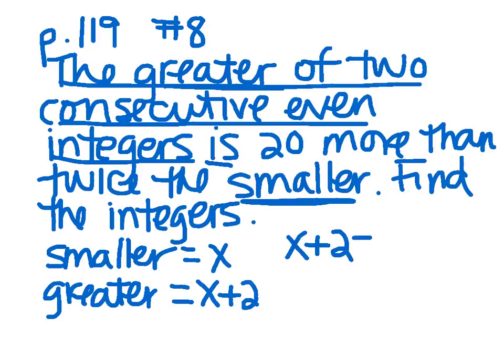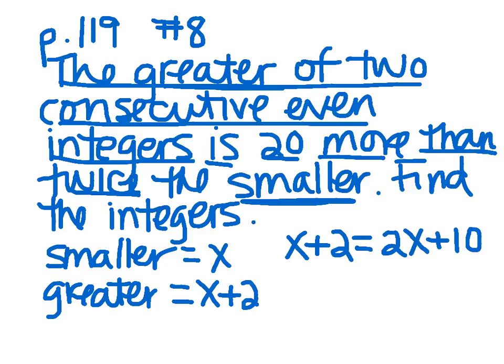Is almost always means equals. 20 more than twice the smaller. Well, the smaller is x, twice the smaller is 2x, and 20 more than that would fill out the 20 more than twice the smaller. Now I have an equation with the variable on both sides.